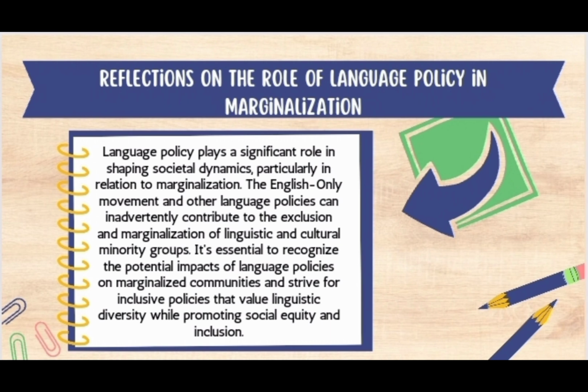So, in simpler terms, language rules have a big impact on how society works, especially when it comes to leaving some groups out. The English only idea and other language rules might make some cultural and language groups feel left out or not important. It's important to think about how these rules affect everyone and make sure language rules include and respect everyone. So let's say, for example, think about a community where people speak different languages. If the rules say only one language can be used in schools and government, some people might feel like their language and culture aren't important. This shows why it's important to have rules that make everyone feel included and respected, no matter what language they speak.